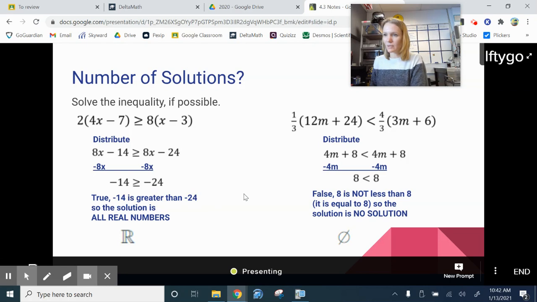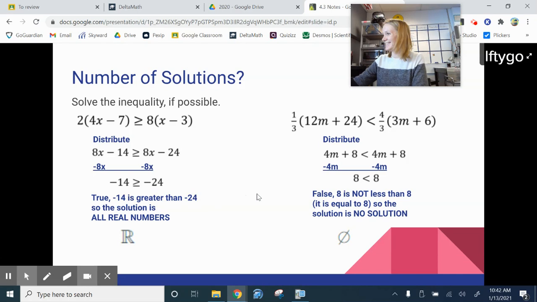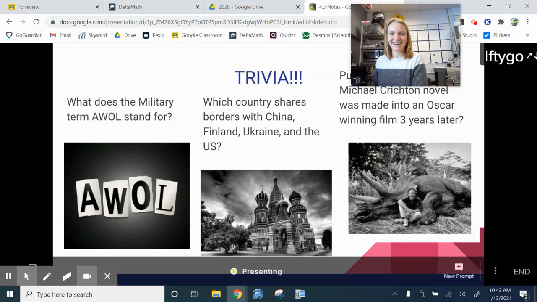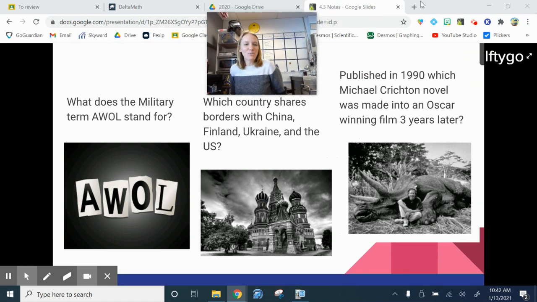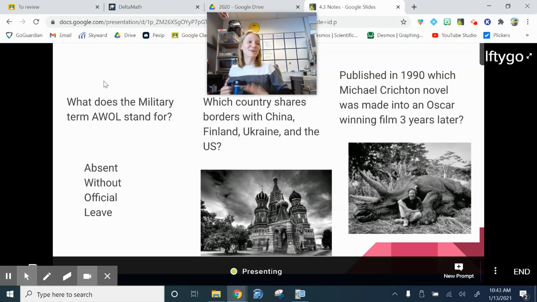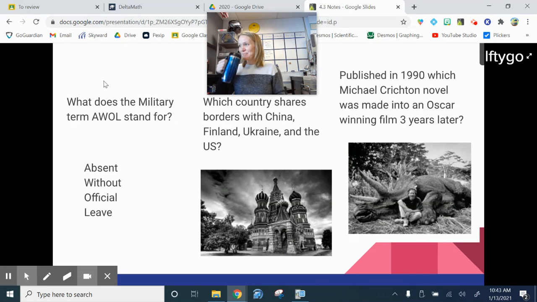All right. So what do I have? Let's do trivia real quick. Yay. All right. I got some tough ones here. What does the military term AWOL stand for? It is an acronym. A is a word, W is a word, O is a word, L is a word. What does the term AWOL stand for? Away without official leave. You got it. Good job. Absent without official leave. Same thing.